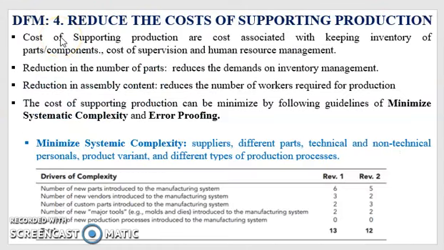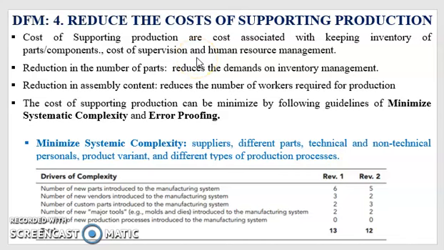The next step is to reduce the cost of supporting production. The costs of supporting production are associated with keeping inventory of parts and components, cost of supervision, and human resource management. By minimizing the number of components, the cost of components and assembly can be reduced.